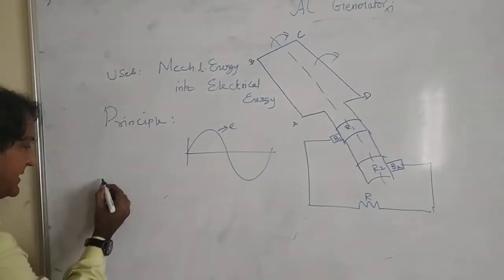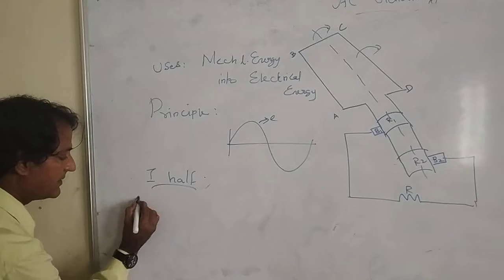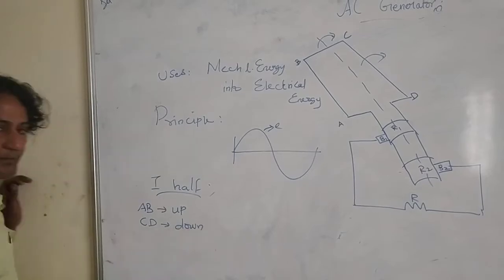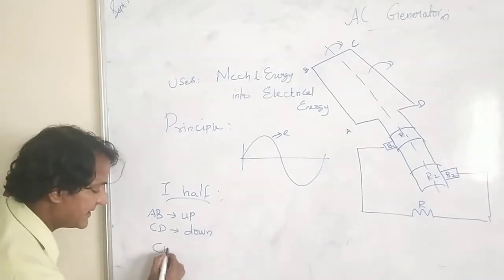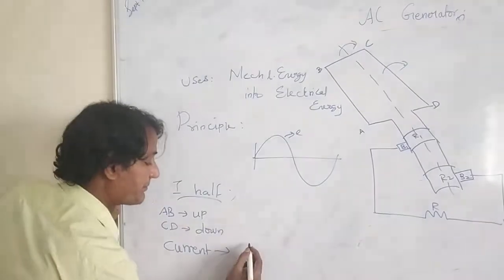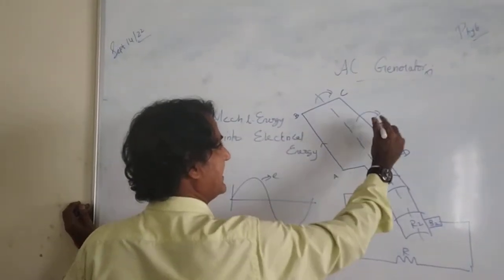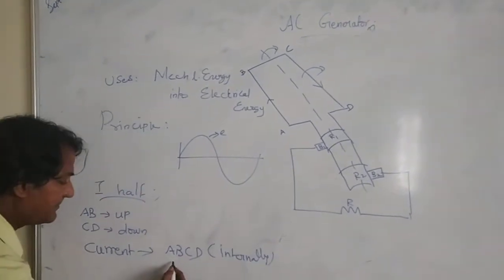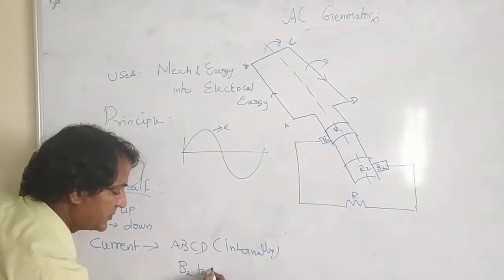Now, in the first half rotation, what will happen? We are going to see. In the first half rotation, AB comes up and CD goes down. Now, externally and internally, we are going to see how the current flows. Internally, the current flows from A to B, C to D like that. Externally, the current flows from the brush B2 to B1.